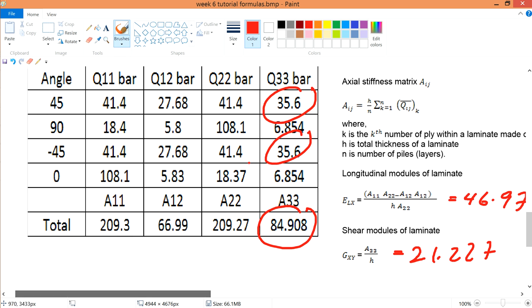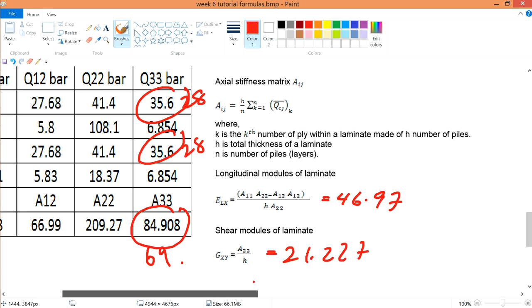This one is 28, or the lecturer's value is 28. I think my Excel sheet is wrong somewhere. And this one is 69. But nonetheless, this is somewhat the way of solving things. And this is what they want, the longitudinal modulus in the x direction. Lx is longitudinal in the x direction.